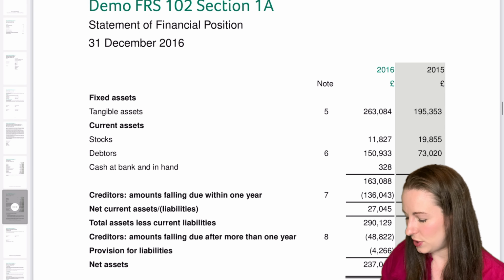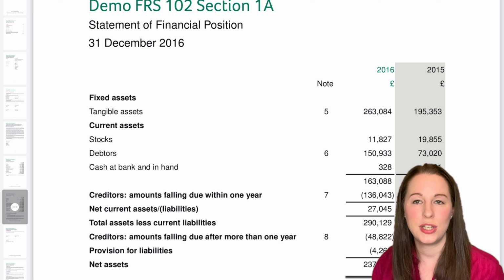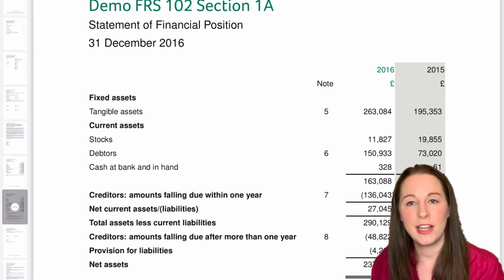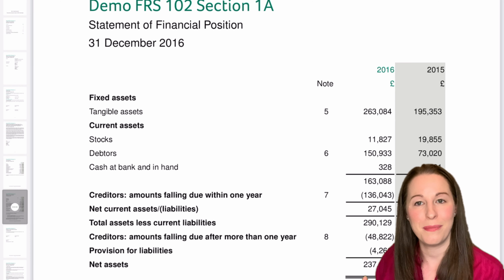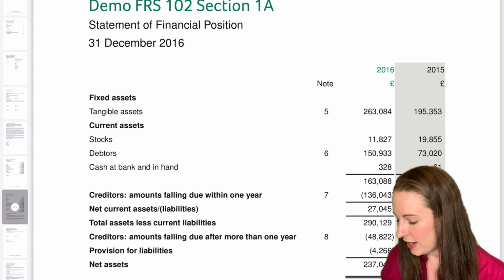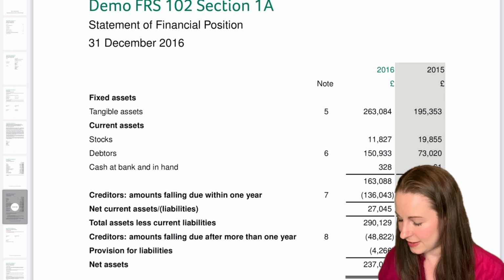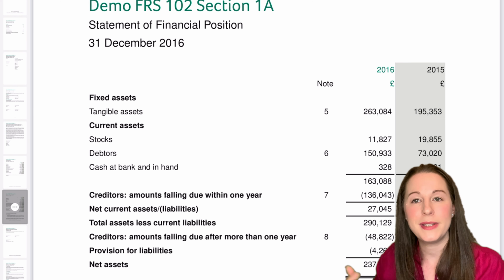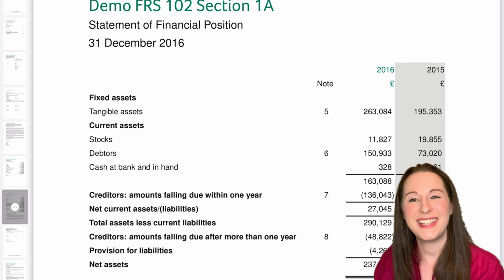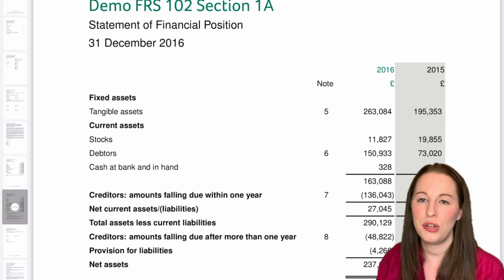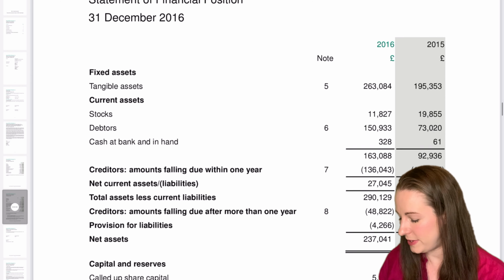Now, that moves us on to our statement of financial position, or balance sheet, depending on which terminology you are familiar with. Now, this is where you'll be able to see your fixed assets, you'll see your current assets. So fixed assets, you'll have your tangible assets, or potentially your investment properties. And there is a separate category which you would have in your accounts which says investment properties.